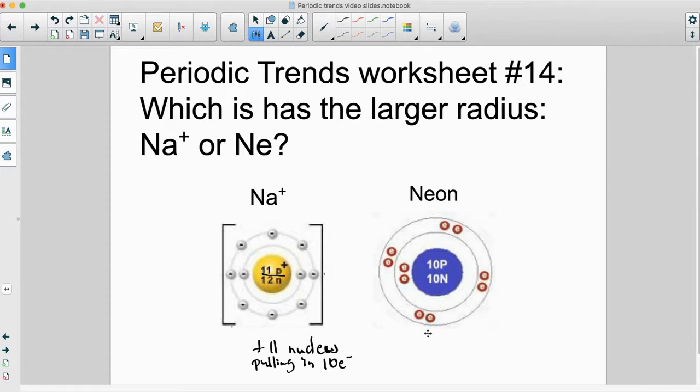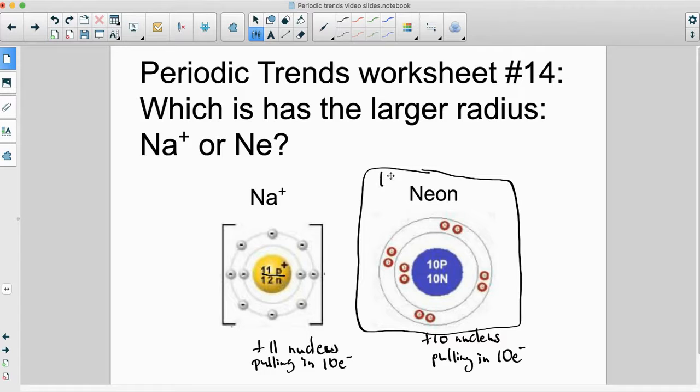For neon, we have a plus 10 nucleus pulling in also 10 electrons. Which nucleus is not going to be able to pull in those electrons as well? That would be the neon nucleus. It's only plus 10 versus plus 11 for the sodium. So if it cannot pull in 10 electrons as well, these electrons will spread apart a little bit more, and this neon atom will be larger in size, will have the larger radius.